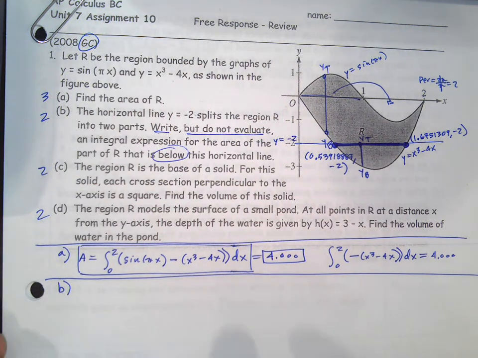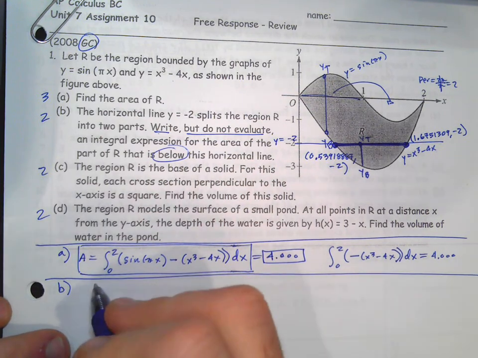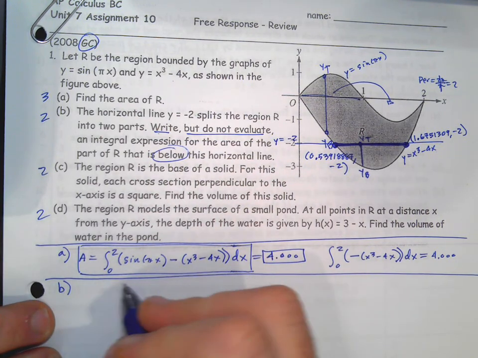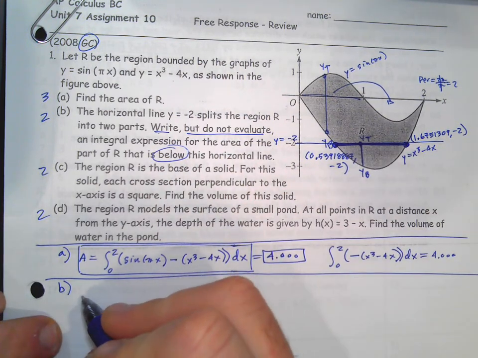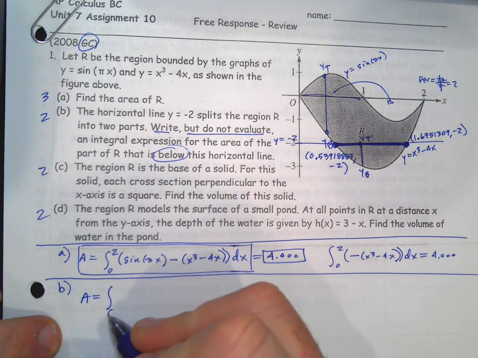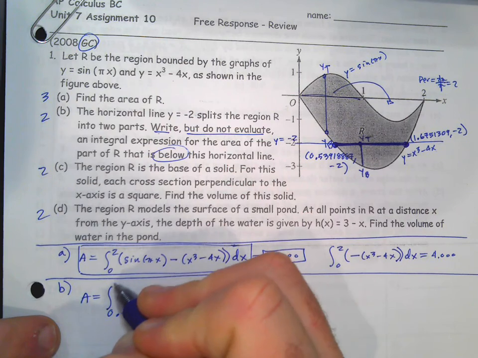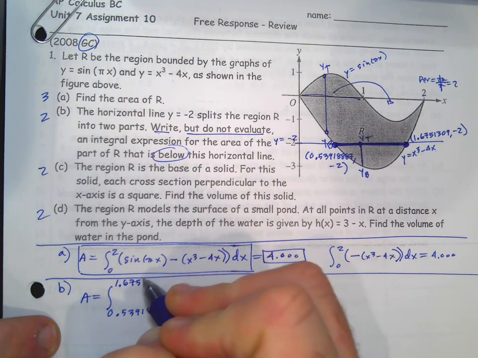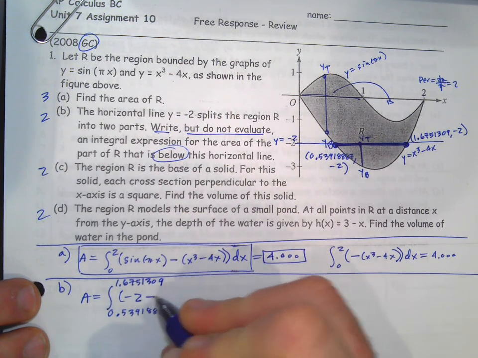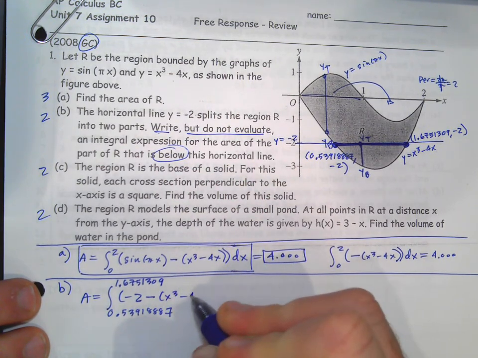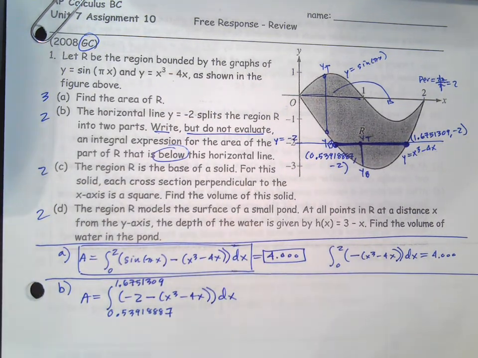So those are the limits. I guess we could have done it algebraically or shown work for how to do that. But so the area is going to be the integral from 0.539188887 to 1.6751309. Y top is negative 2. Y bottom is the cubic, x cubed minus 4x. Make sure you distribute that subtraction or just put parentheses.